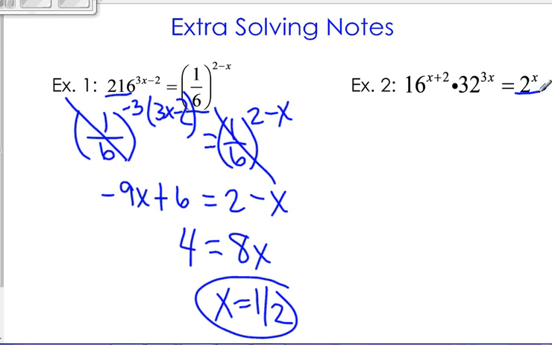16 is 2 to the 4th power. So I'm going to rewrite that as 2 to the 4th, and I'm going to multiply it by x plus 2 up there in the exponent. And I'm still multiplying by 2 to some power is 32, 2 to the 5th power. Okay, and then I'm going to multiply that by 3x. And the 2 to the x over on the right will just stay the same.